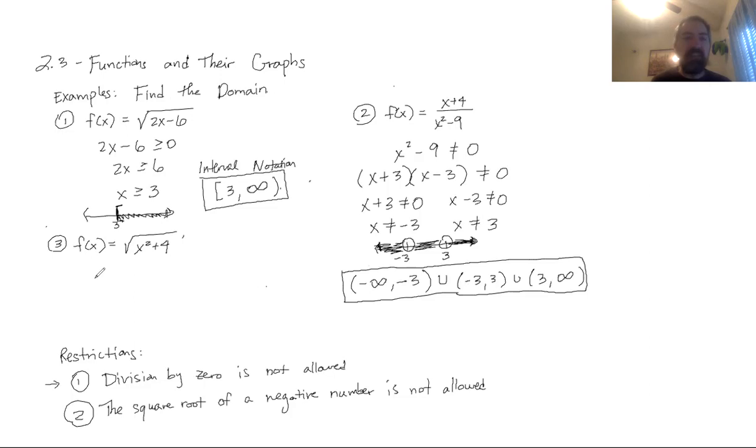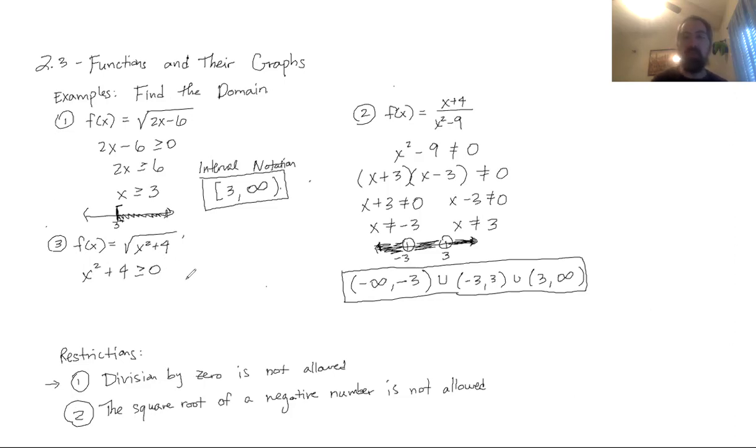Okay, and then finally for number 3, we have the function the square root of x squared plus 4. That should be a 4 there. Almost looks like a 9. But so how do we find the domain? Okay, we're at restriction number 2. Anytime we see a square root, we say that we cannot take the square root of a negative number. So we can set whatever's underneath the square root greater than or equal to 0.